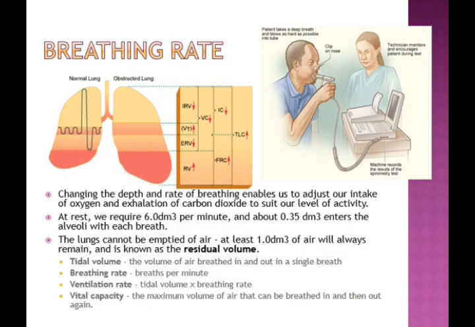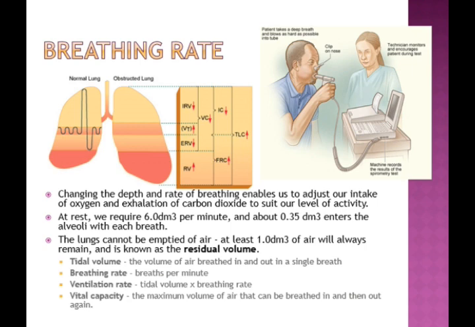So breathing rate. How fast can you breathe? How many breaths can you do for each second? That's what's called the breathing rate. Usually at rest we require about 6.0 dm³ per minute, and about 0.35 would enter your alveoli each breath. There is some air that cannot be removed from your lungs. It is called the residual volume. No matter how hard you breathe out, the RV will still be there.